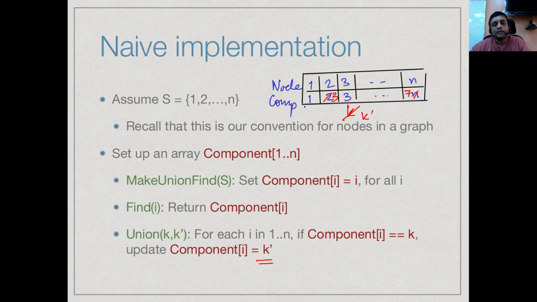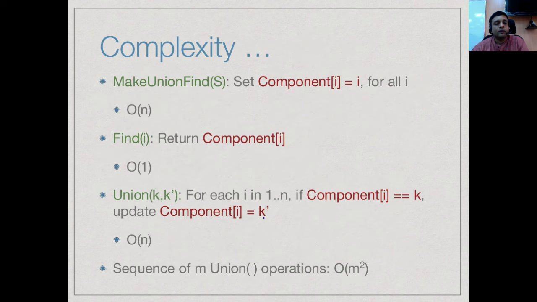So let's try and understand why this is not a very good implementation from a complexity point of view. So clearly, in order to make the initial things, we have to scan the array once, and then we just have to initialize component of i to be the value i. So this takes order n time. So this is fine. Similarly, finding an element is efficient. We just have to look up the ith element in the array, and remember that in an array accessing any element takes constant time. So this is an efficient operation, it takes constant time.